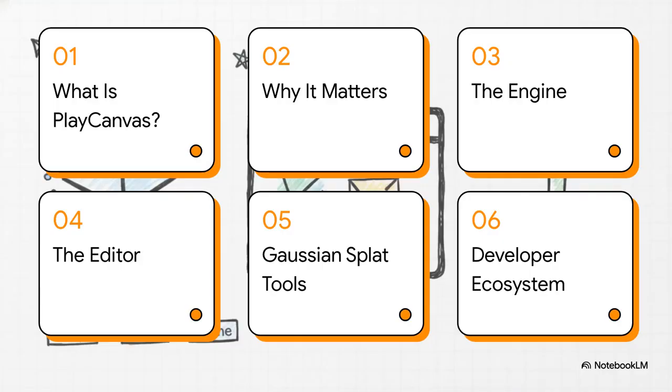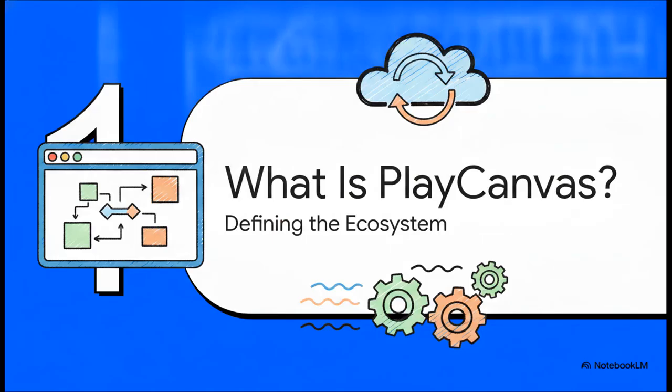So here's our roadmap for this explainer. First, what exactly is PlayCanvas? Second, why does it matter? Next, we'll break down their two main highlight features, the engine and the editor. Then we'll get into their cutting-edge Gaussian splat tools. And finally, zoom out to the broader developer ecosystem. Let's get to it.